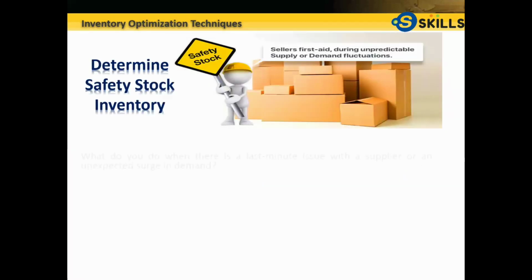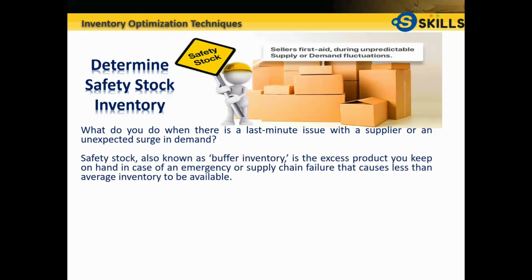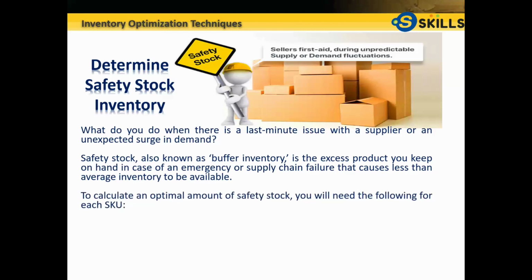Determine safety stock inventory. What do you do when there is a last-minute issue with a supplier or an unexpected surge in demand? Safety stock, also known as buffer inventory, is the excess product you keep on hand in case of an emergency or supply chain failure that causes less than average inventory to be available. To calculate an optimal amount of safety stock, you will need the following for each SKU: maximum daily uses, maximum lead time, average daily uses, and average lead time.